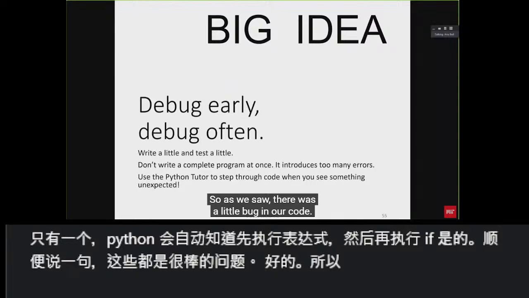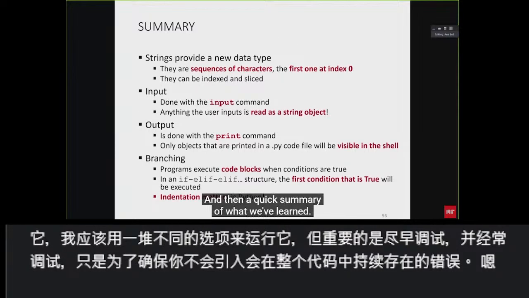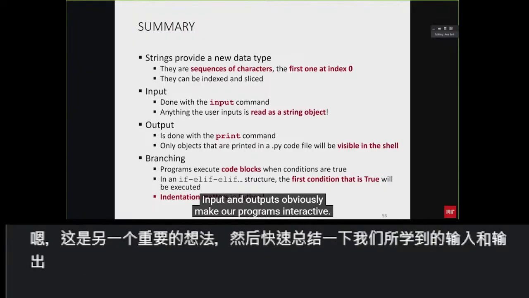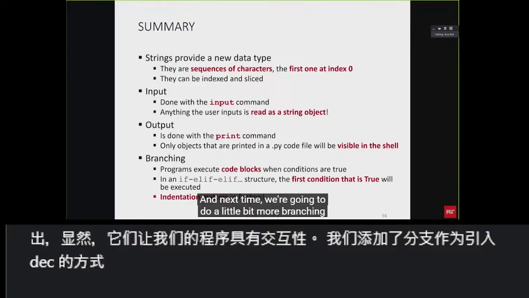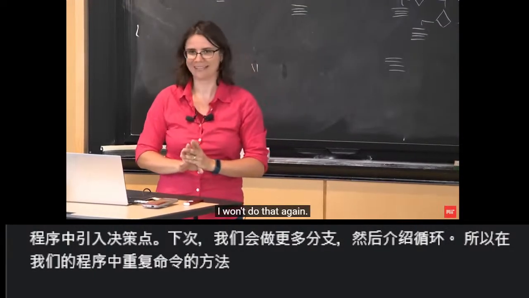So as we saw, there was a little bug in our code. It's a good thing we ran it. I should have run it with a bunch of different options, but it's important to debug early and debug often just to make sure that you don't introduce a bug that will carry on throughout the code. That's another big idea. And then a quick summary of what we've learned. Inputs and outputs make our programs interactive. We added branching as a way to introduce decision points in our program. And next time we're going to do a little bit more branching and then introduce looping, so ways to repeat commands in our programs. Sorry I went a little bit over time. I won't do that again.